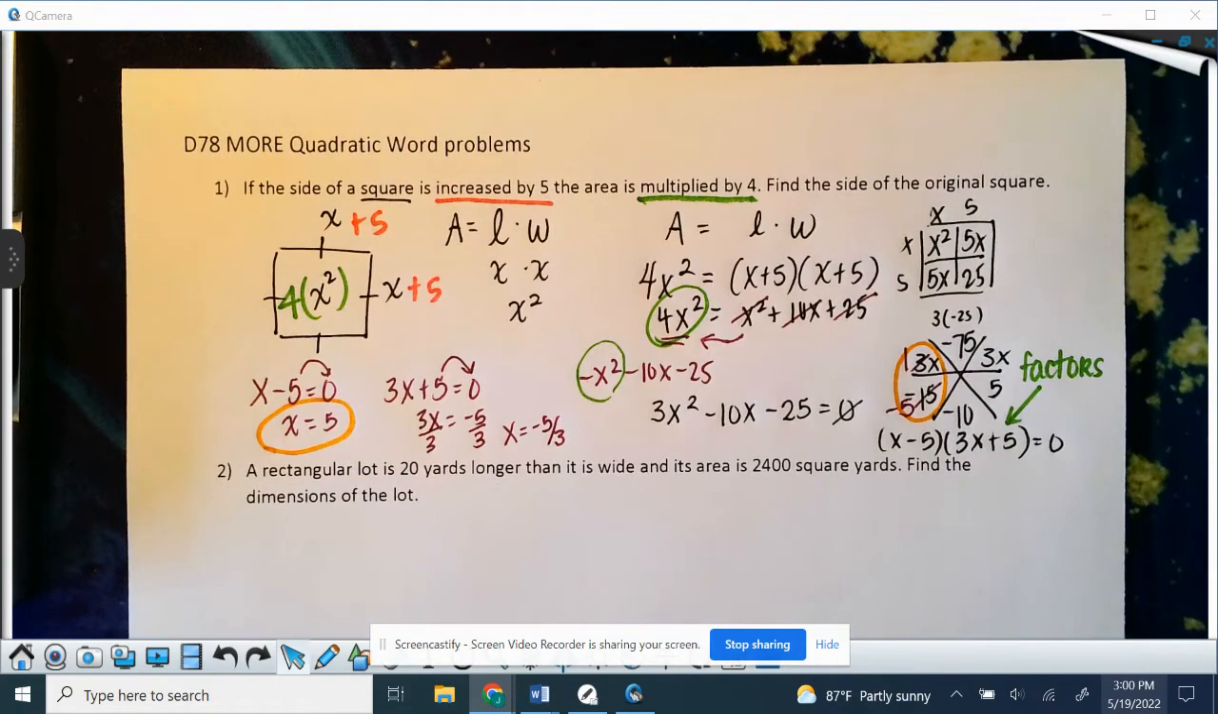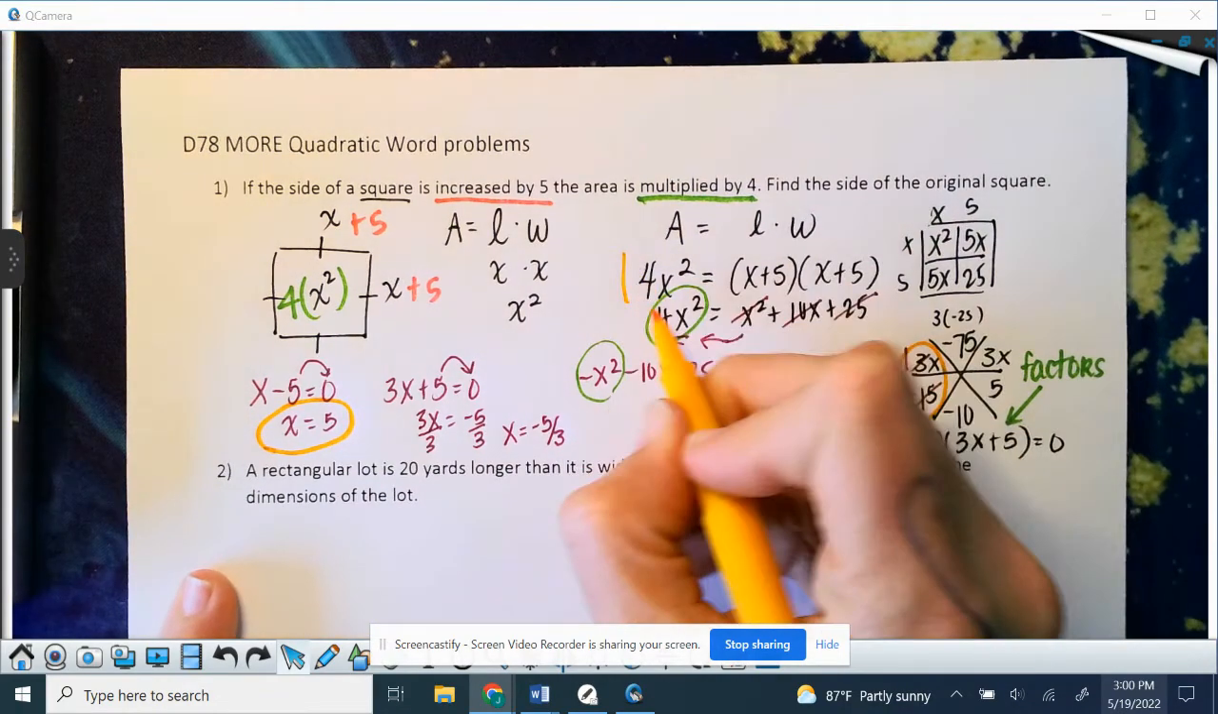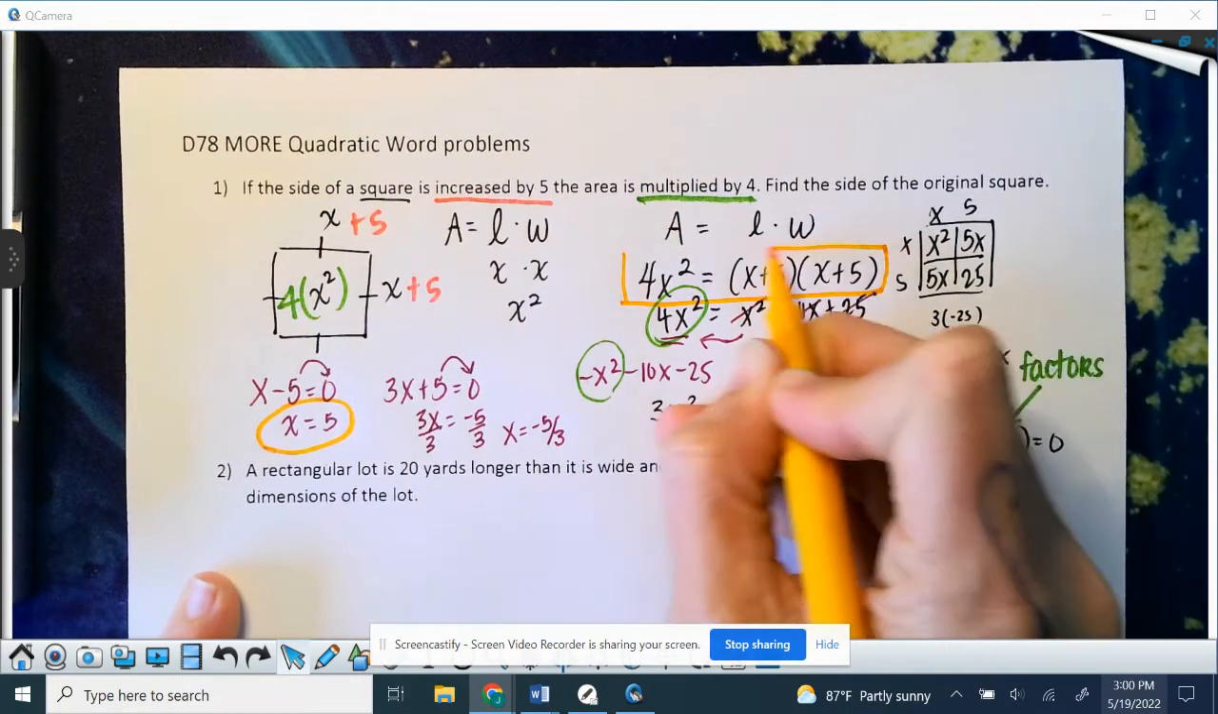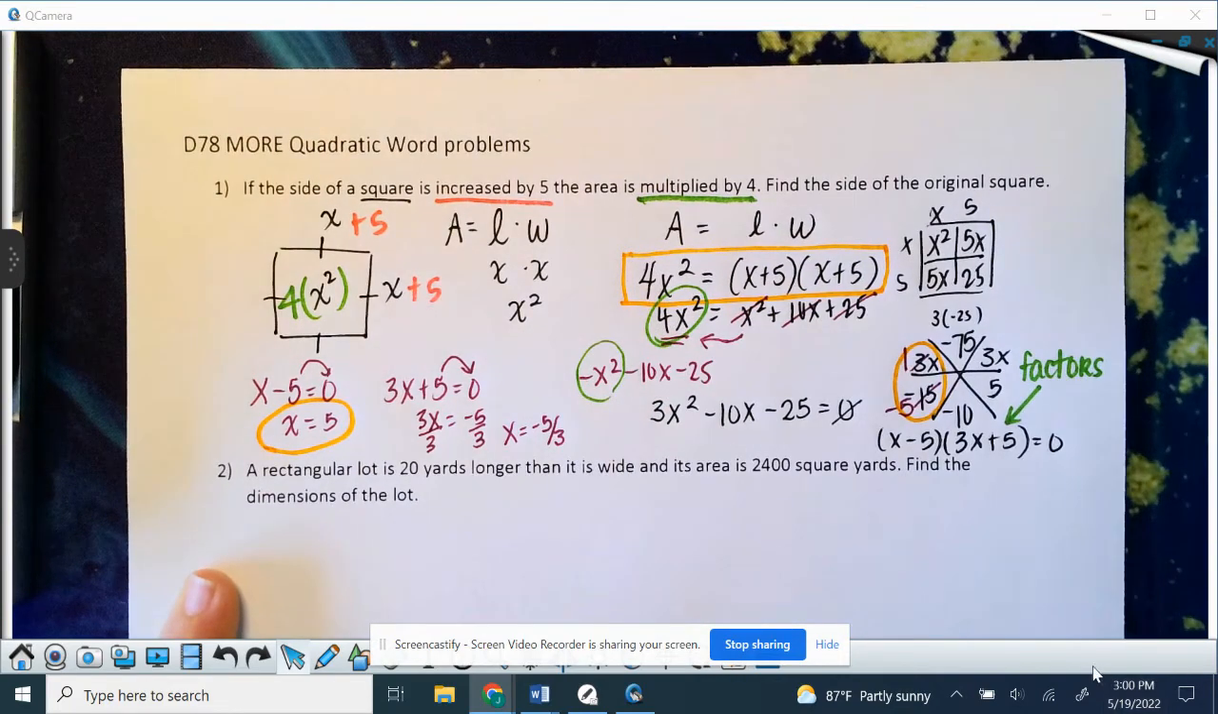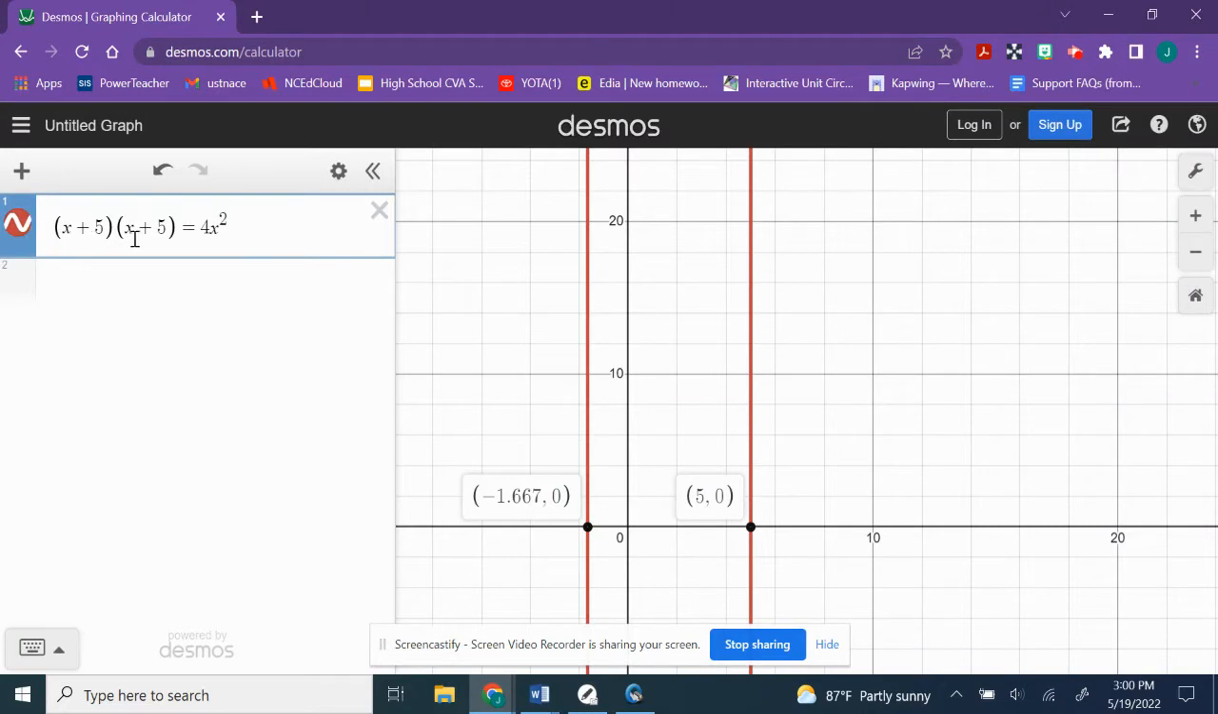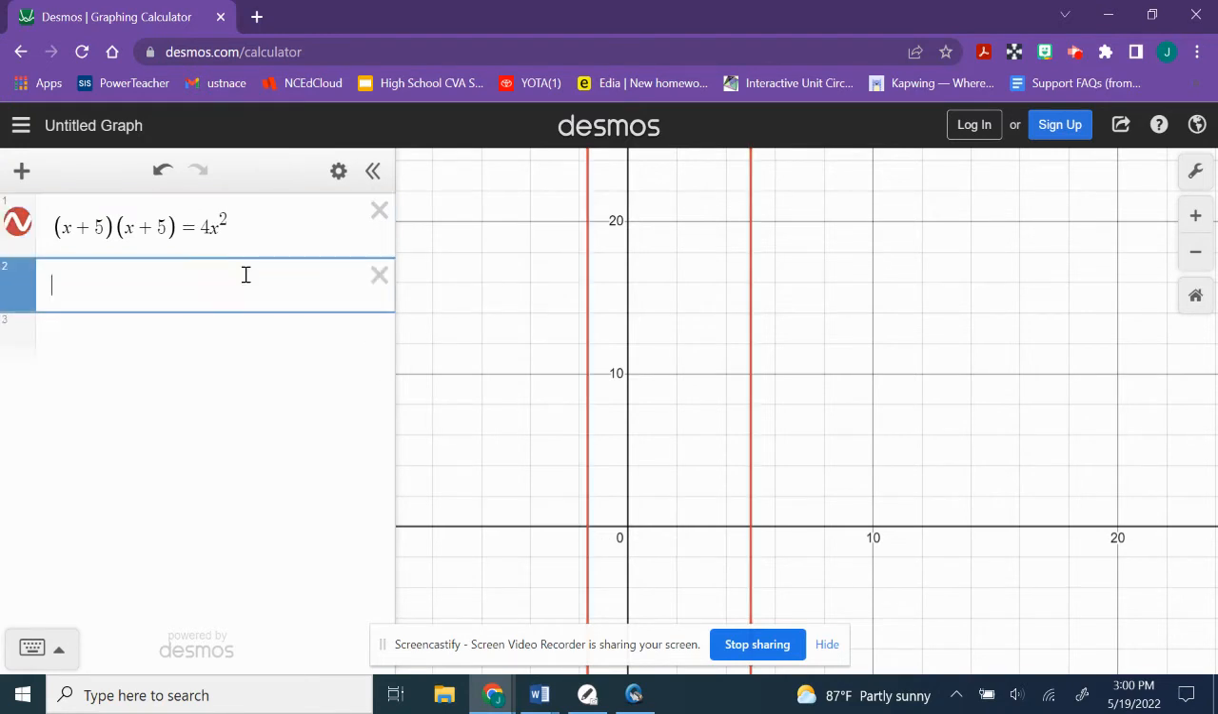Now, if you can get to this point, we are more than likely to be calculator active. So if you go to your calculator in Desmos and we plug that in, 4x squared equals x plus 5, and go see where it crosses the x-axis, it does cross at a positive 5 like we got when we solved the x minus 5 factor, and then a negative 1.6 repeating, which is the same thing as negative 5 over 3.